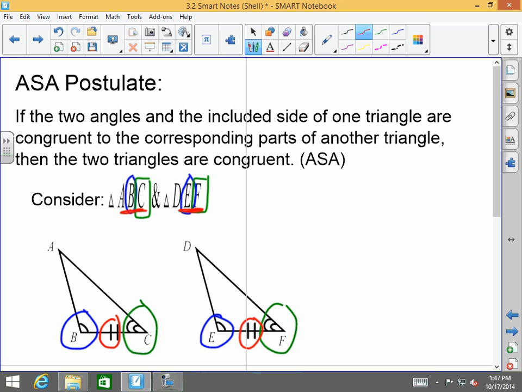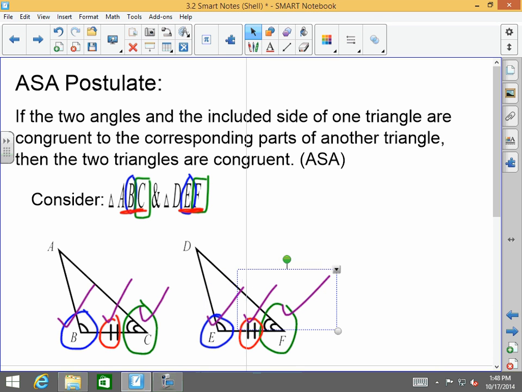So if you really look at this carefully, I have angle, side, angle. And that is the ASA postulate. Angle, side, angle. 2 angles and the included side of one triangle are congruent to the corresponding parts of another triangle. Then the two triangles are congruent.